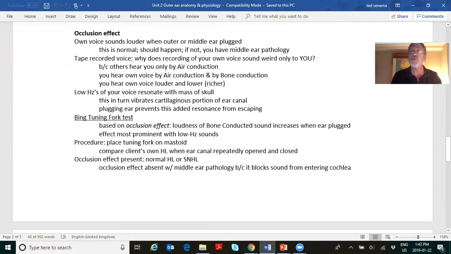The last section we need to cover is something called the occlusion effect. This is an outer ear phenomenon too. So I'll first demonstrate it and then we'll go back to our notes. Occlusion effect. What are you doing when you plug an ear and talk? You're going to hear your voice loudest in the ear that you plug.